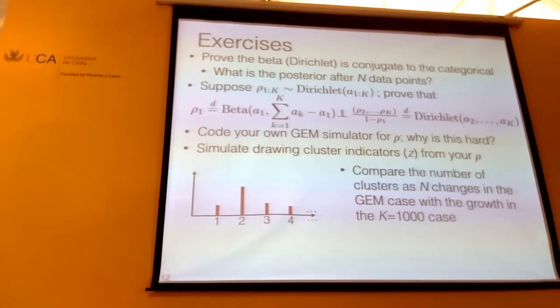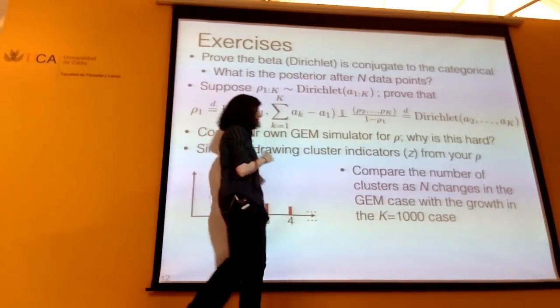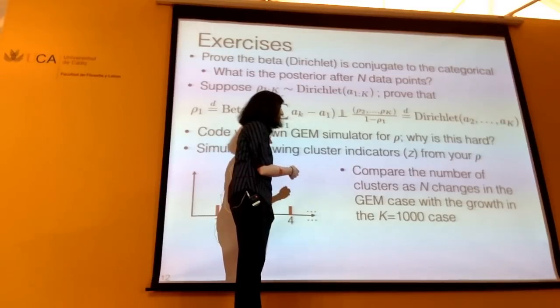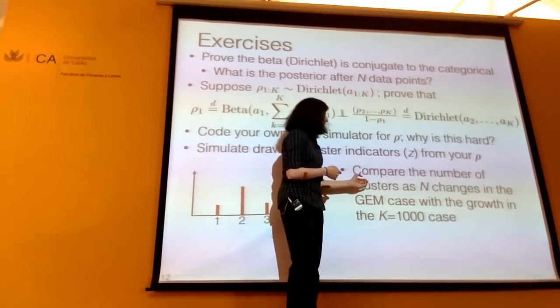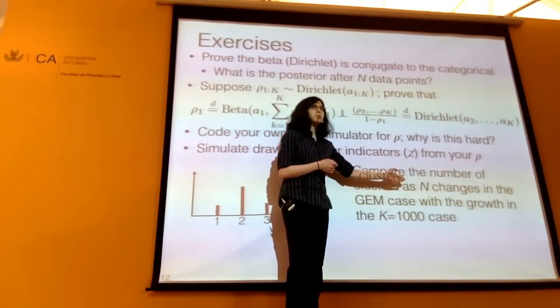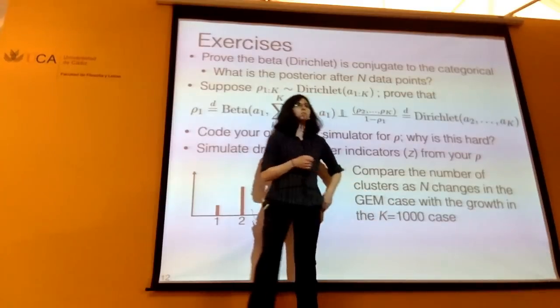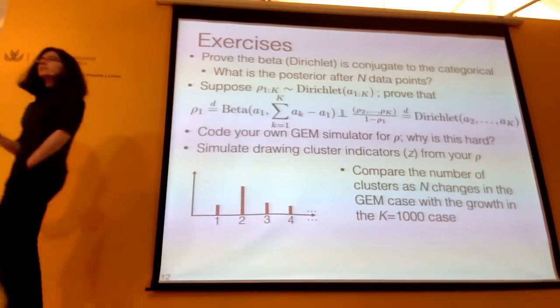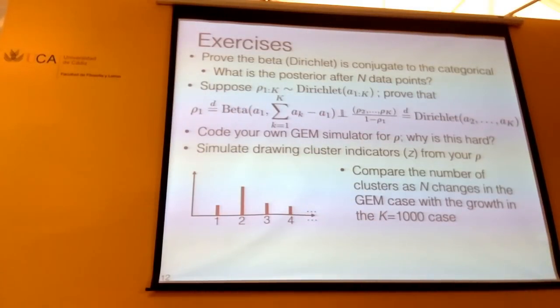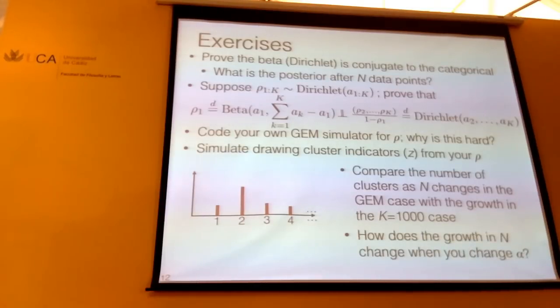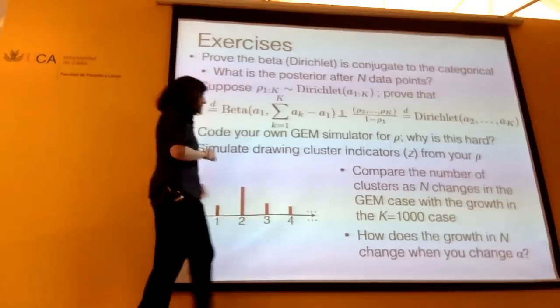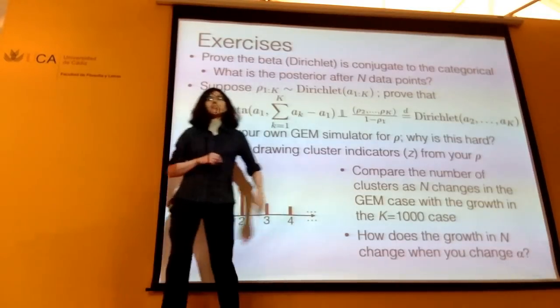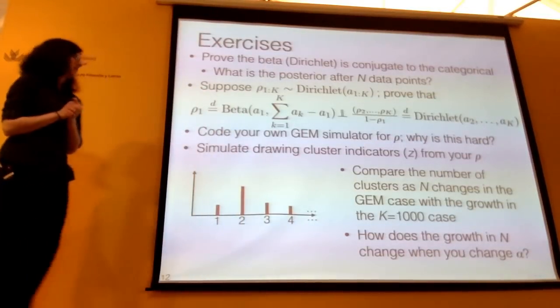Some food for thought. And then when you do this, you're going to get some sort of growth in the number of clusters, and you want to think to yourself, how does this growth, as the number of data points grows, compare to the growth that we saw in the k equals 1,000 case? What's different? What's the same? How do things change? And also, how do things change with alpha? So how does alpha affect this? This is something that you can also think about just a little bit as a thought exercise in the meantime.